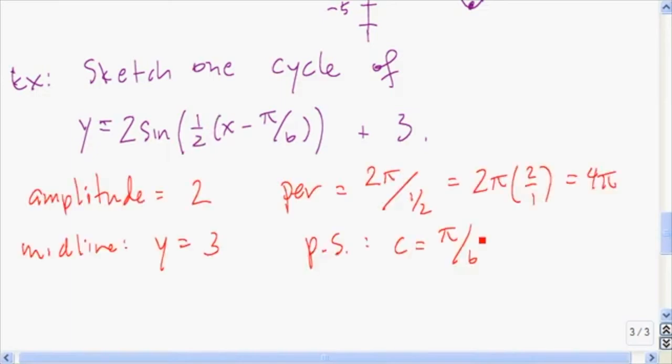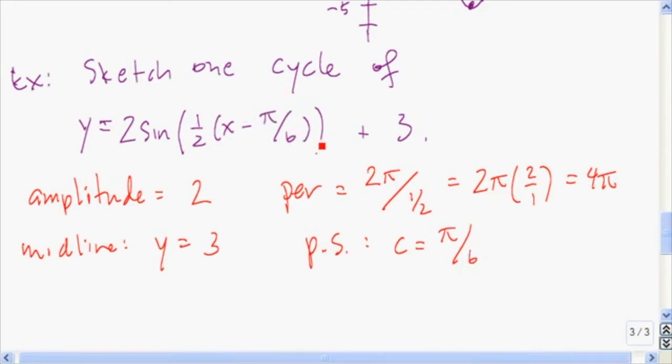All right, so you should have gotten the amplitude is 2. The period is going to be 4 pi in this case, so this is 1/2, so it's going to stretch it by a factor of 2. Midline is y equals 3, and the phase shift is pi over 6. Okay, so the phase shift is where our cycle starts. Right, so it's going to start at pi over 6. Because of this negative here, we're shifting to the right. So c is going to be the negative of this number here. So c is pi over 6.